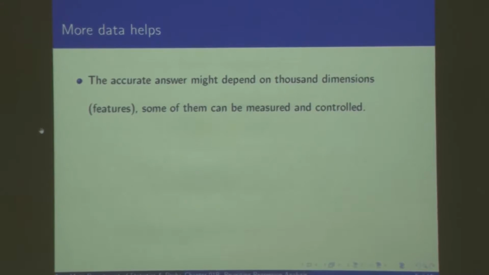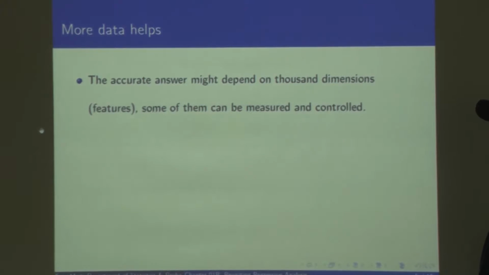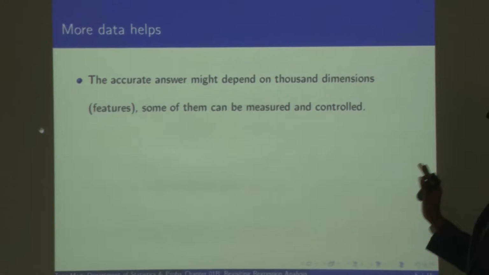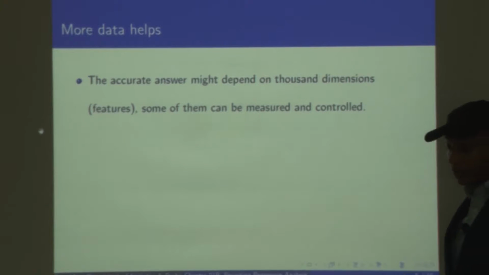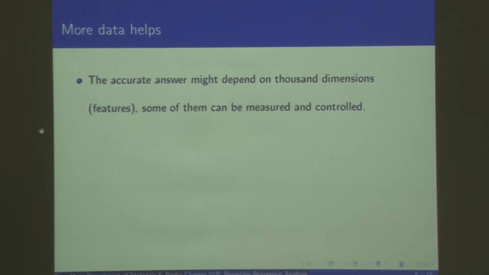The accuracy might depend on 1,000 dimensions, because, as you said, there are many factors. Some of them could be measured, some of them could be measured and controlled, and some of them you may not have any control over. For example, we already said that the number of employees, number of departments, number of labs could be controlled and accurately measured. But some of the things you cannot control.